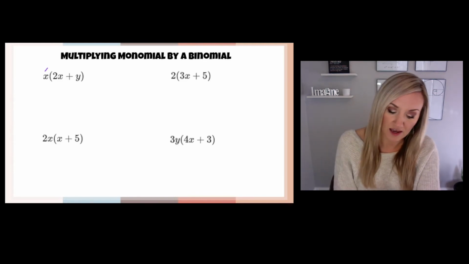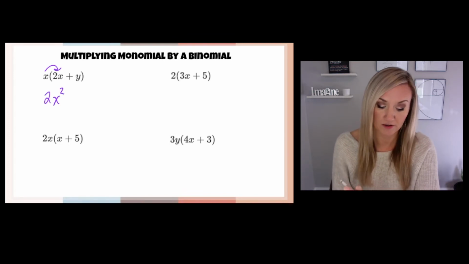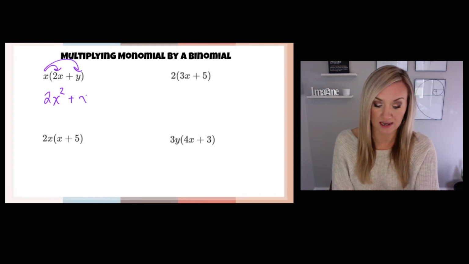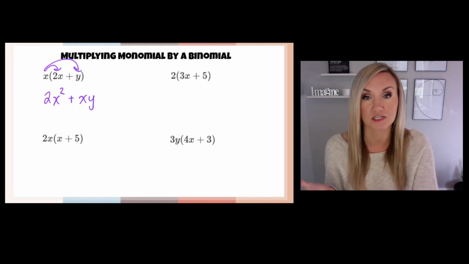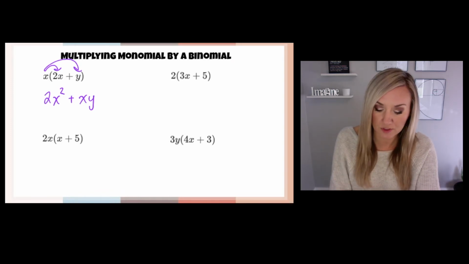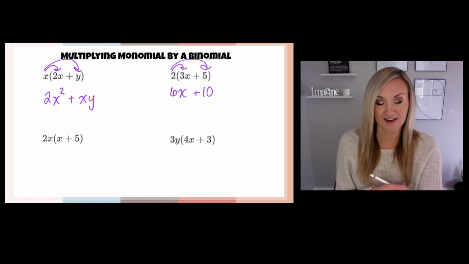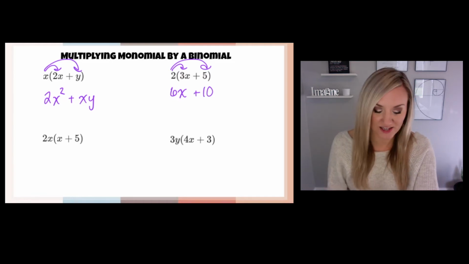And so I have x times 2x is 2x squared. And then I have x times y, which is just plus an x times y. So we'll just leave it xy. Let's go ahead and do the next example. So I have a 2 times a 3x, which is 6x, and then a 2 times a plus 5 is a plus 10. Sounds good. So let's do the other 2.